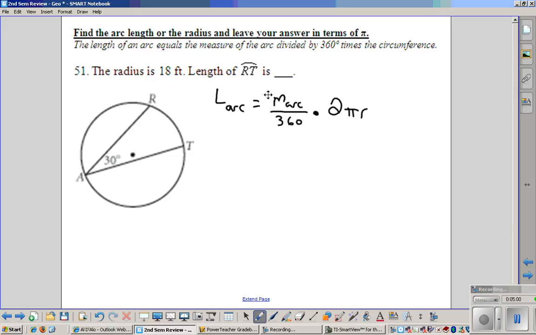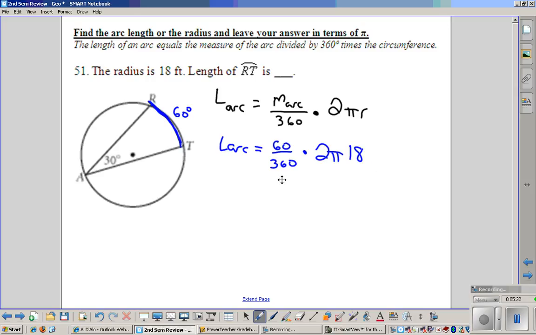So how do you find the length of RT? Well, to use the formula to find the length of the arc, we're going to need the measure of the arc. So how big, in terms of degrees, is this arc? Here's an inscribed angle. We'll need to double 60 degrees. The other piece of information we'll need is the radius. See on the picture, but they tell us that in the problem above, 18 feet.